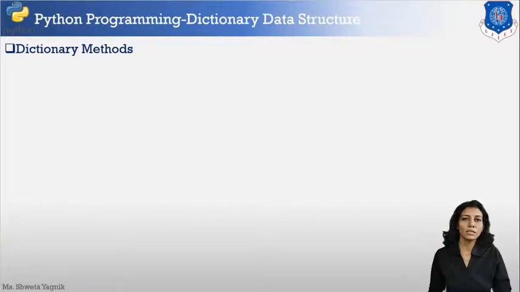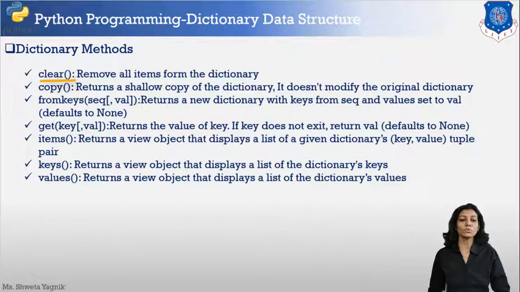Now we will see some of the methods supported by dictionary. Those methods are clear, that removes all items from the dictionary. Another method is copy, that returns a shallow copy of a dictionary. We will see practically what is the exact meaning of shallow copy. Then we are going to see fromkeys, which returns a new dictionary with keys from a sequence and values from the value specified. Okay, it defaults to None and it is optional.